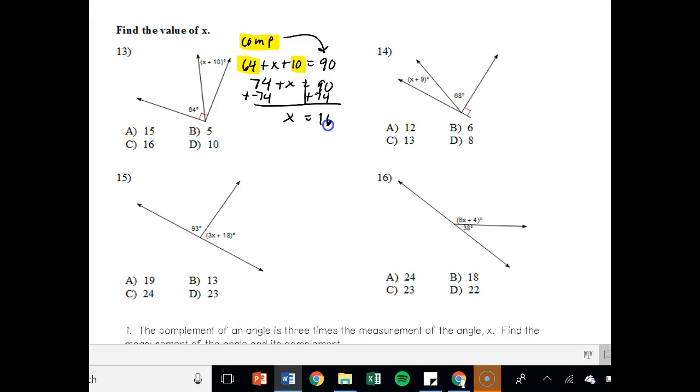All right, now that is not the actual angle measure of this angle. It's just what x equals. So if you plug 16 in there, 16 plus 10, that would be your answer of 26. Okay?